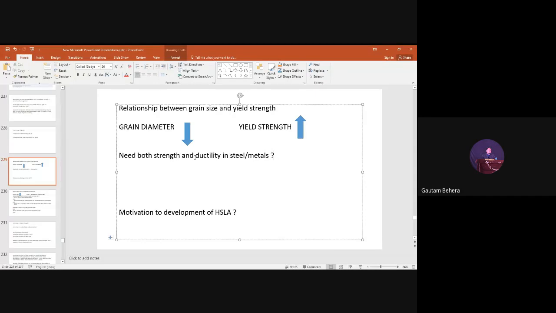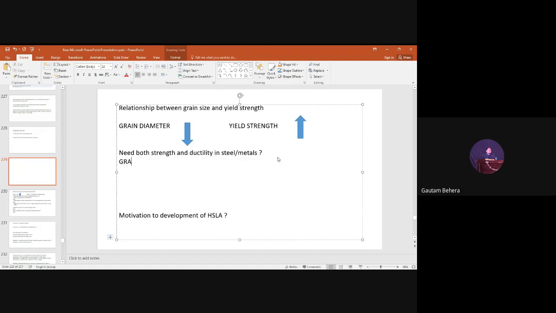They need both strength and ductility in the steel or metals. So suppose we need both strength as well as ductility, which are of opposite nature, then the best option is grain size refinement, or grain refinement. So by reducing the size of the grain, we can increase both ductility and strength. Or in other words, we are increasing the toughness of the steel or the material.